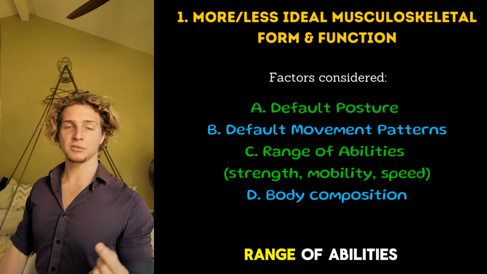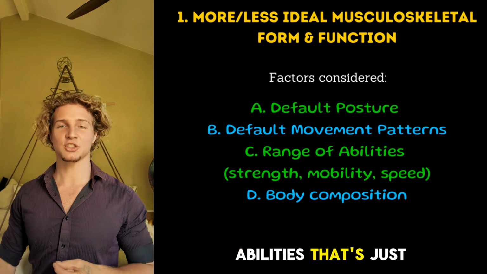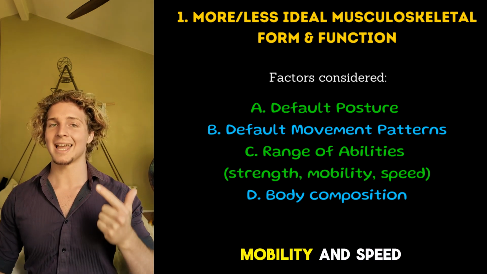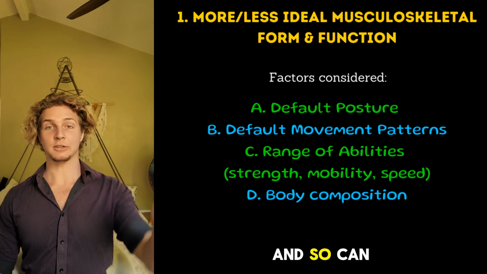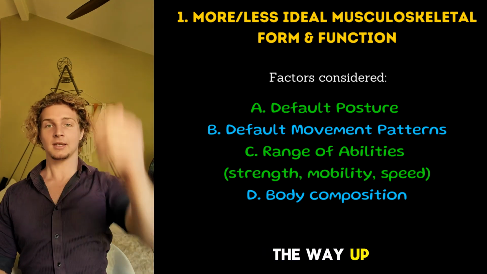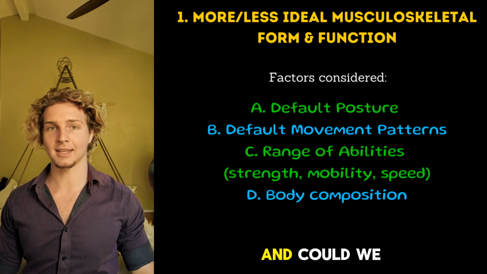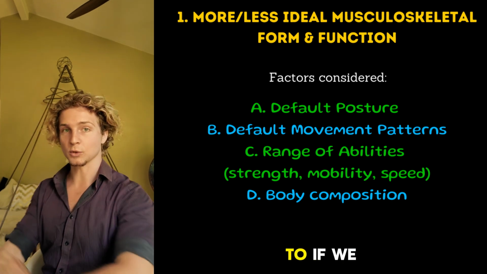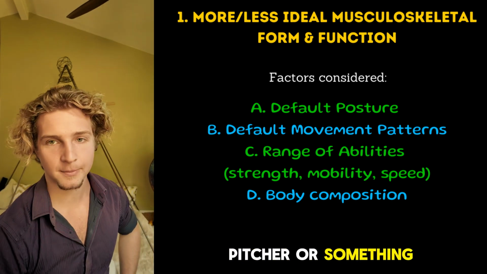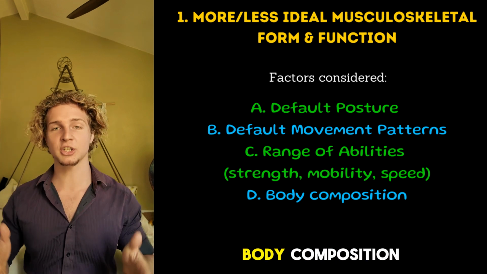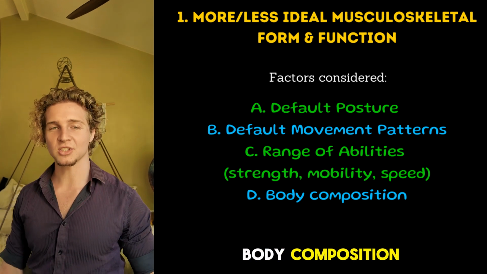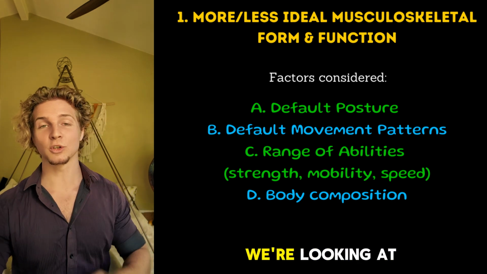We're also going to look at the range of abilities. When I say abilities, that's just general strength, mobility, and speed. And so can we lift our shoulder all the way up? Can we do that with weight? And could we do it fast if we needed to, if we were a pitcher or something? And the last one we want to look at here is body composition. And when I say body composition, bones, muscle, and fat is what we're looking at here.